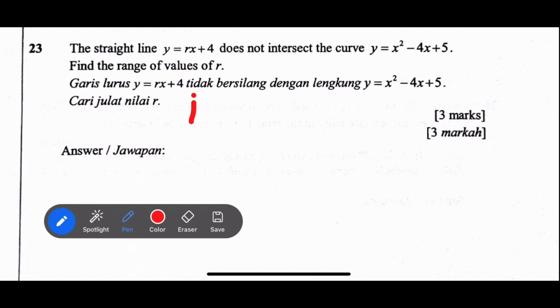Now let's discuss another question. The straight line y equal to rx plus 4 does not intersect the curve y equal to x squared minus 4x plus 5.